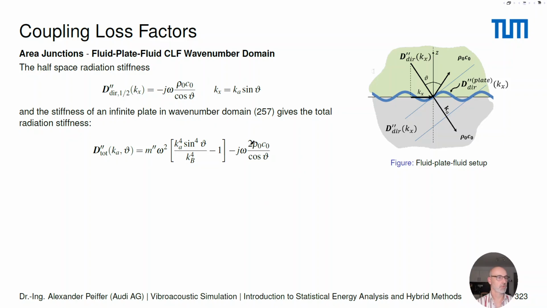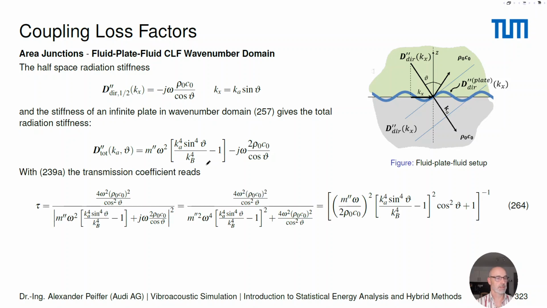Note that there's a 2 because we assume that we have the same fluid, and this is just the double version of this radiation stiffness. So this is our total radiation stiffness. If we combine this with the radiation stiffness into the connected other subsystem, given by the above radiation stiffness of the two cavities, and go through the math, we can again use the zero-dimensional transmission coefficient, and after some painful mathematics, we get this final expression for the transmission coefficient of a fluid plate fluid connection.